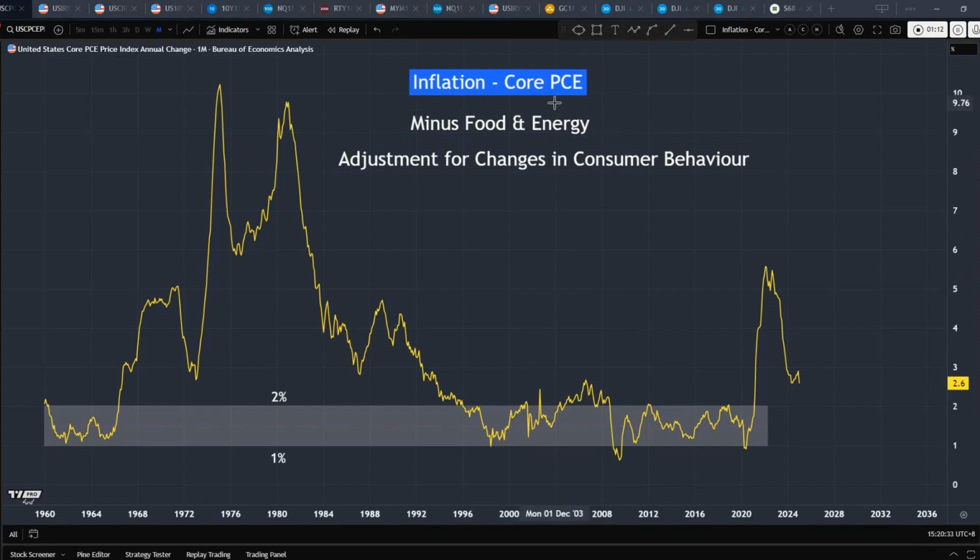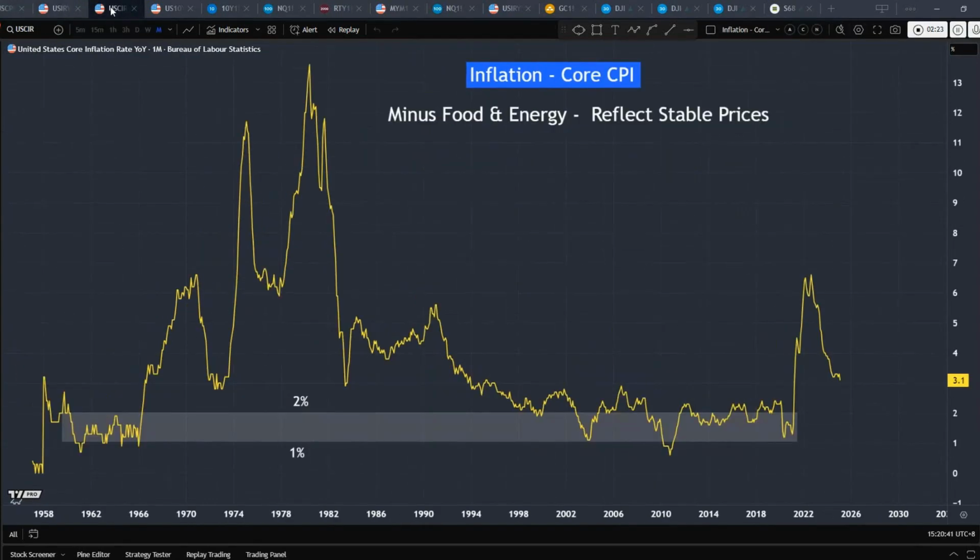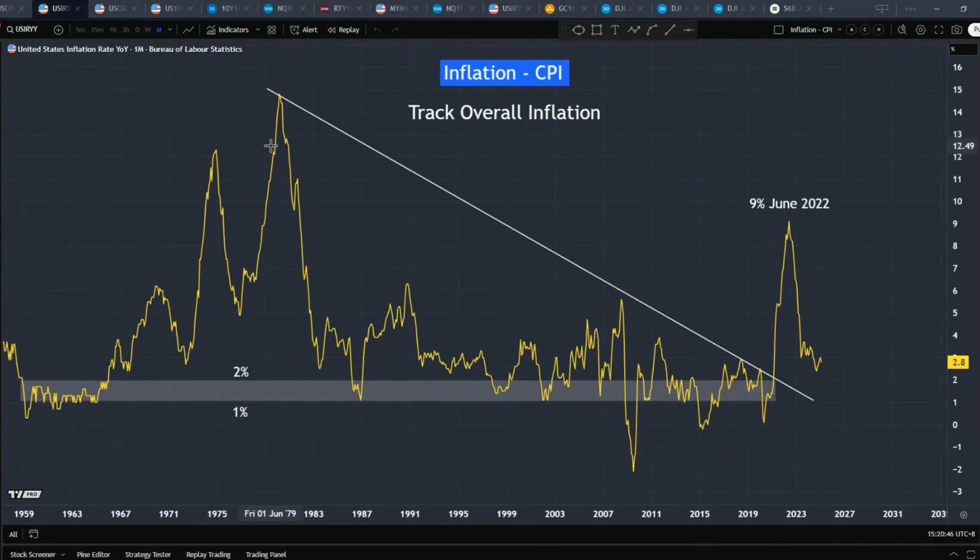The Fed's preferred tool in measuring inflation is the Core PCE. Before we understand the reason why this data is their preferred tool, let's first understand what is CPI and Core CPI. CPI, known as the Consumer Price Index, includes all items such as food and energy, and is often the headline number that we all read reported in the media.